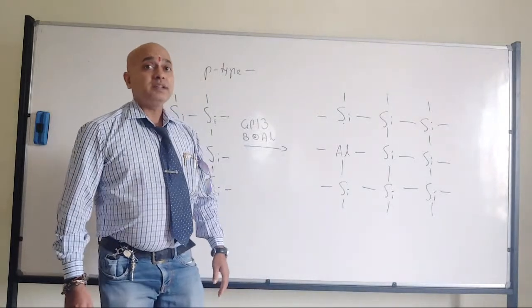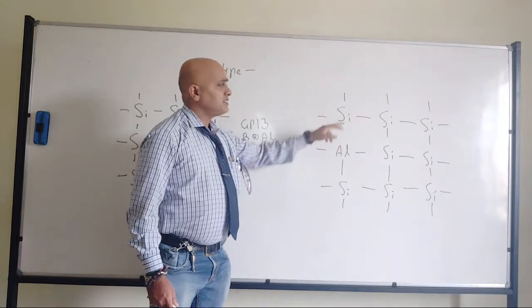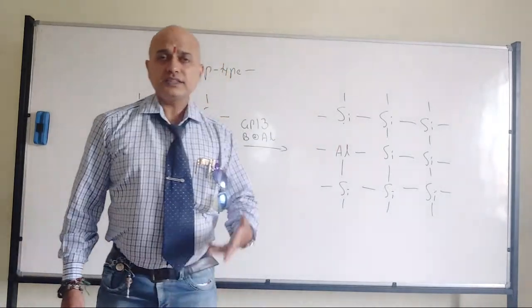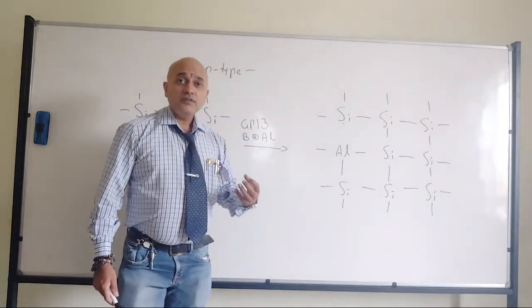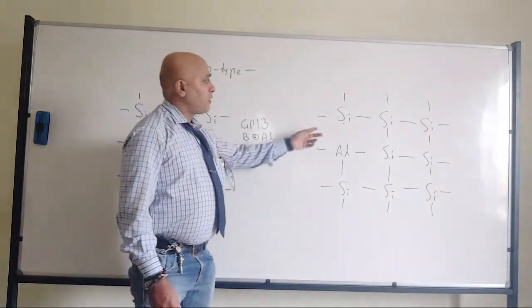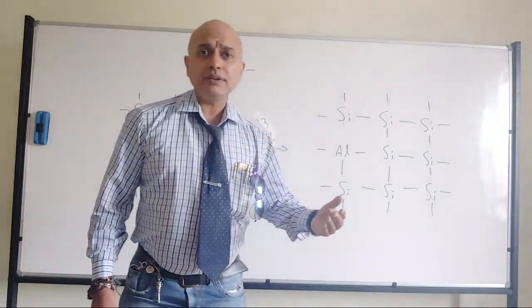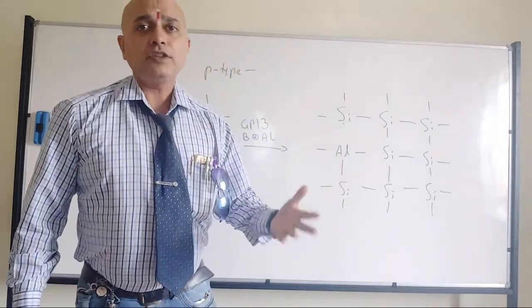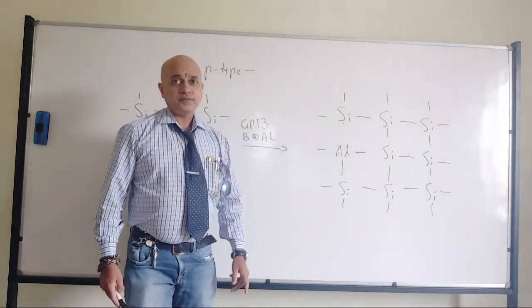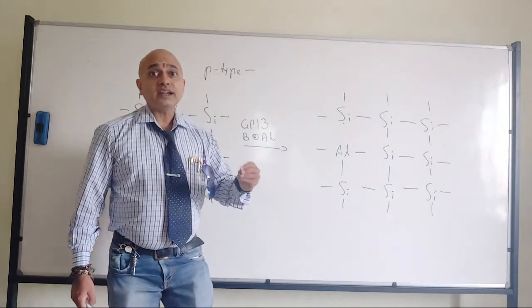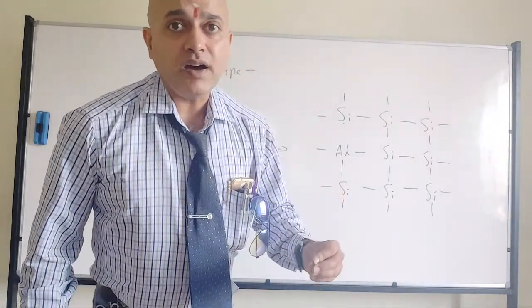Now the problem here is there is a shortage of electron to share with this silicon. There is a shortage because aluminium does not have the valence electron which can make the bonding with this silicon also. Maximum aluminium can go with 3, not more than that. So that's where there is a shortage, right? There is a lack of electron.